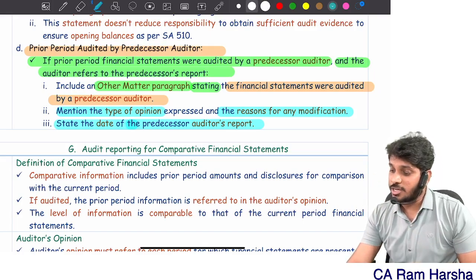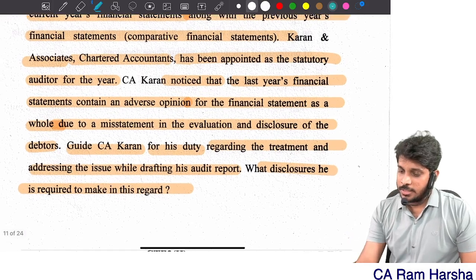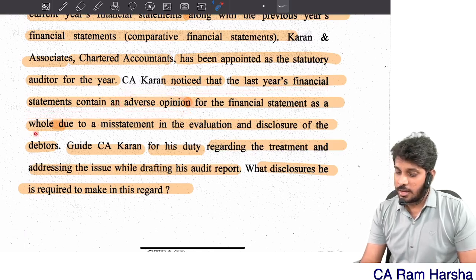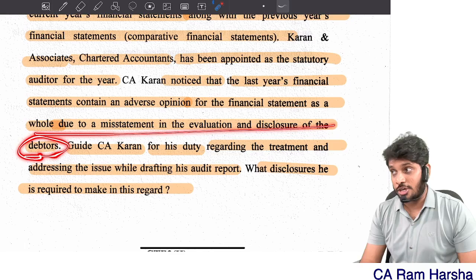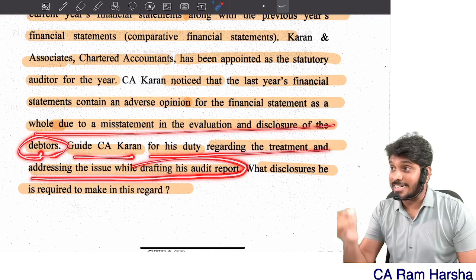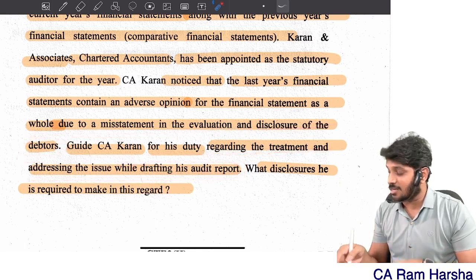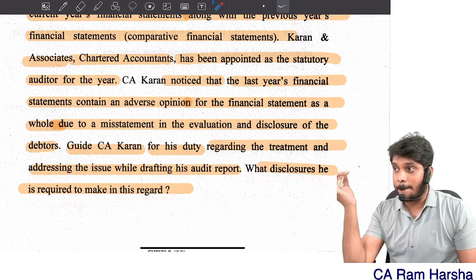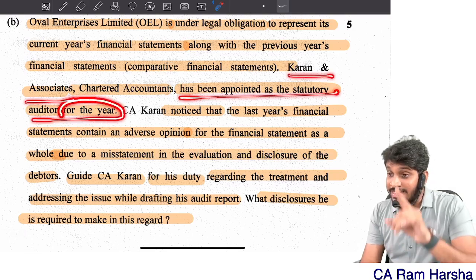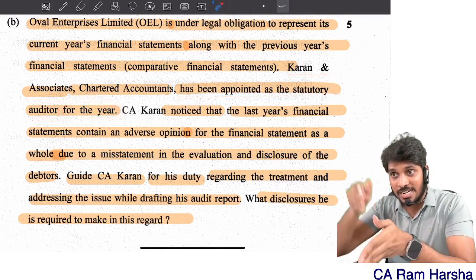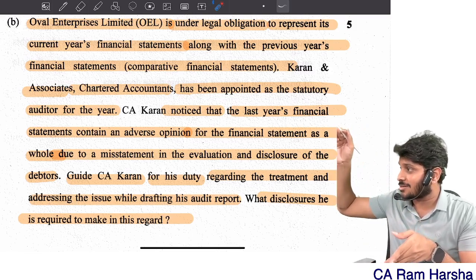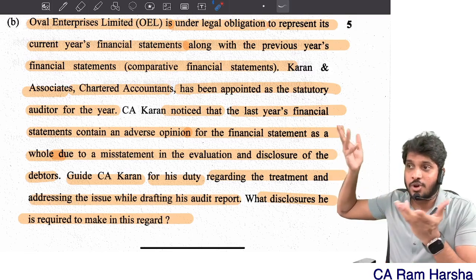Now you read this question, you will understand once again. CA Current noticed that last year's financial statements contain an adverse opinion as a whole due to misstatement in debtors. Guide CA Current on his duty regarding treatment and addressing this issue in the drafting of the audit report in the current period. What disclosures are required to be made? By the way, Current and Associates have been appointed as statutory auditor for the year, which means they are the current auditor. Last year there was a predecessor auditor who gave a modified opinion. Financials of the previous year were audited by a different auditor.